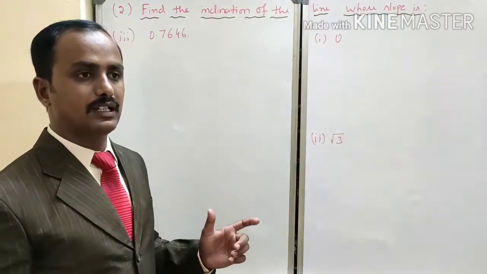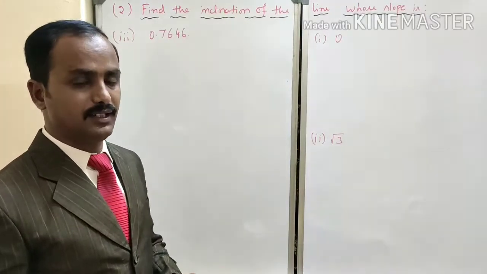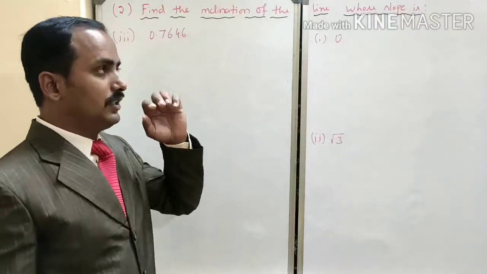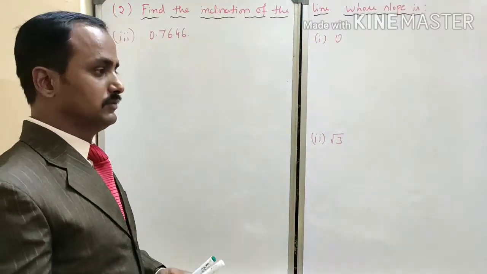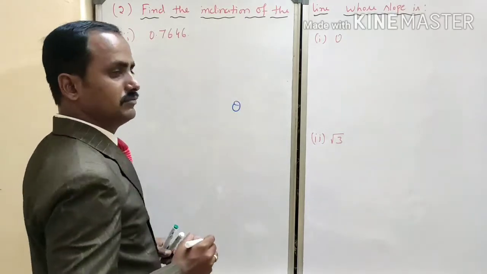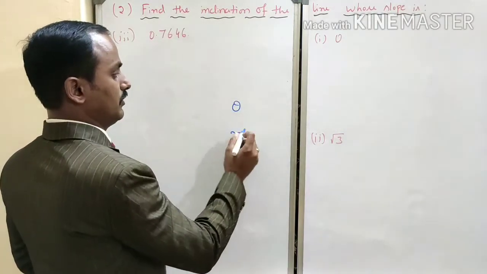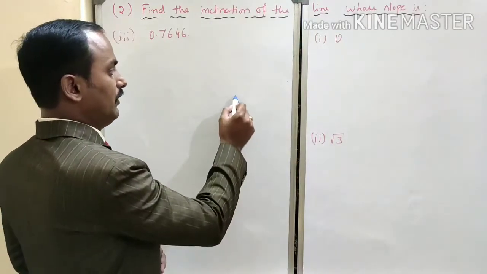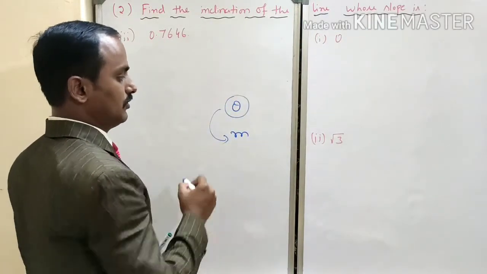In the last class I already started B exercise. The first main problem I finished. In the first main problem, they gave the inclination value, and I found the slope. Theta means inclination, m means slope. With the help of inclination, I found the slope.